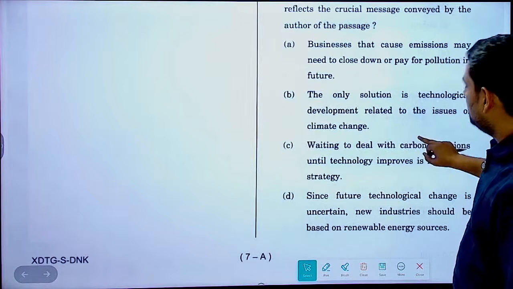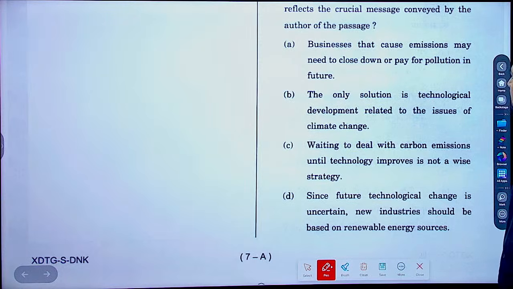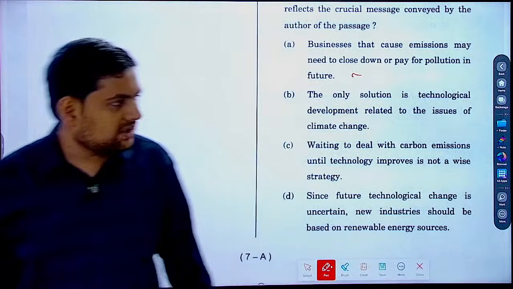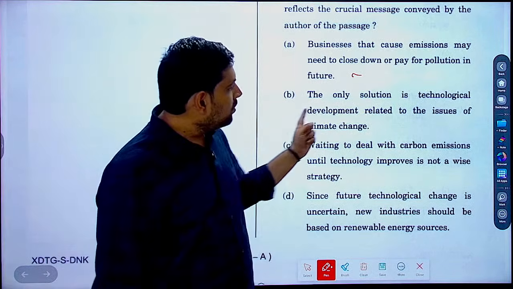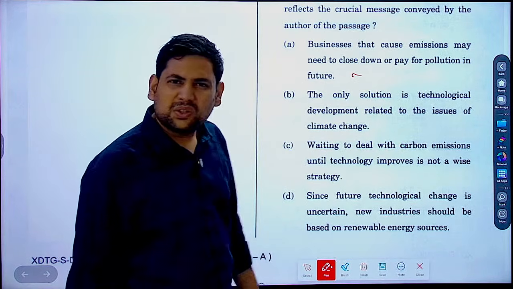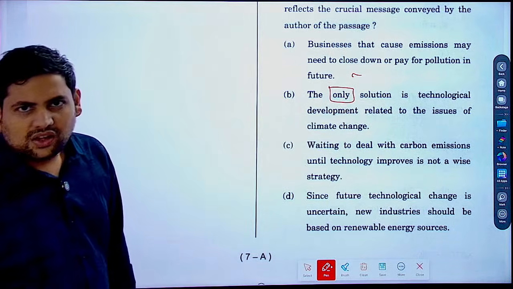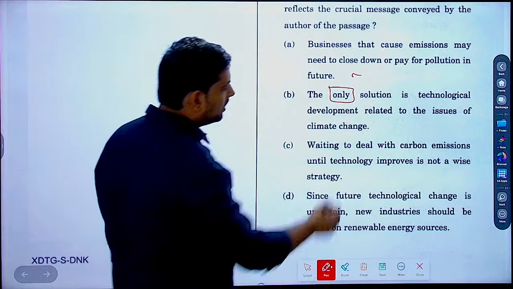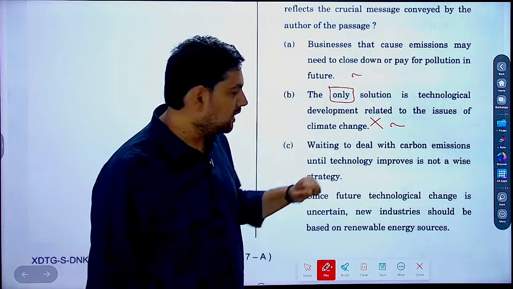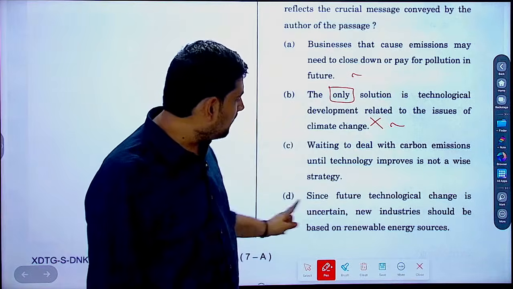you come to this. Now businesses that cause emissions may need to close down or pay for pollution in future. Maybe this is polluters pay principle being said. I don't know the passage, so maybe the only solution is technological development related to issues of climate change. What do you think? Only solution is technological development. Okay, it seems like an extreme statement. If you want to eliminate it, you can eliminate, or if you believe in technology a lot, you can keep it. Does not matter. Now, waiting to deal with carbon emissions until technology improves is not a wise strategy.